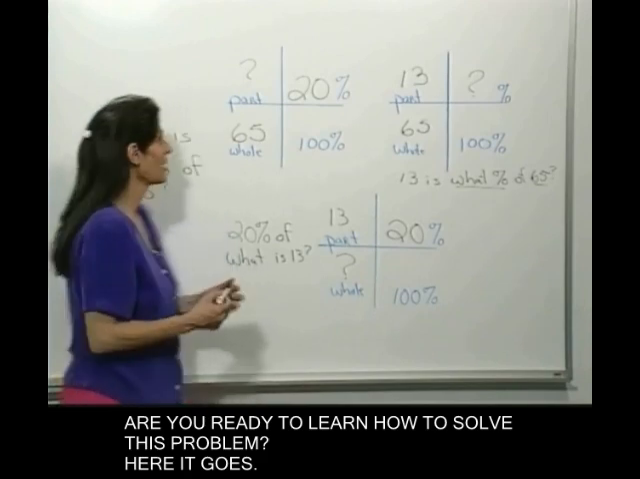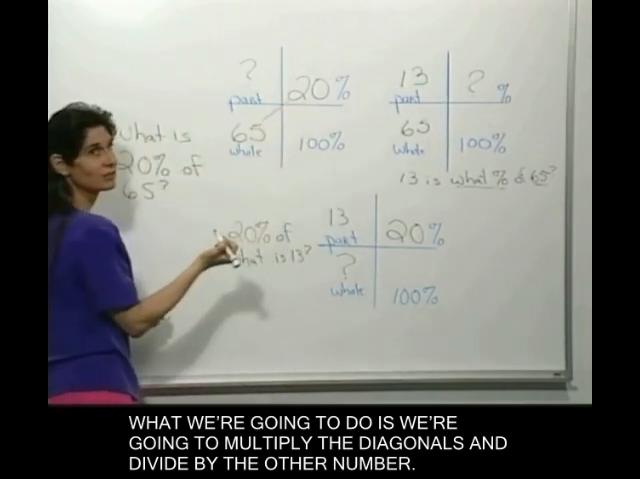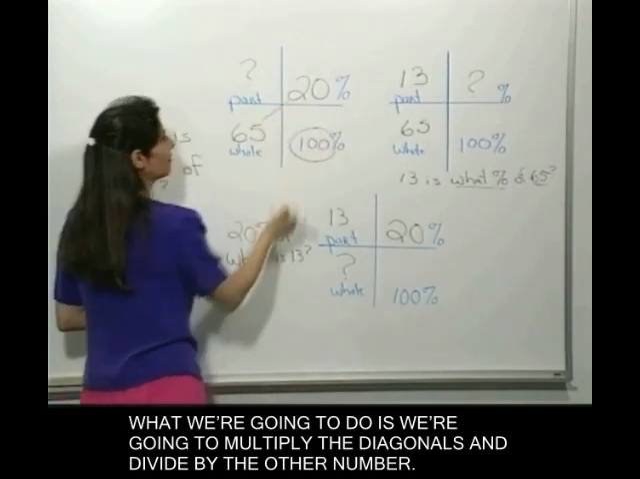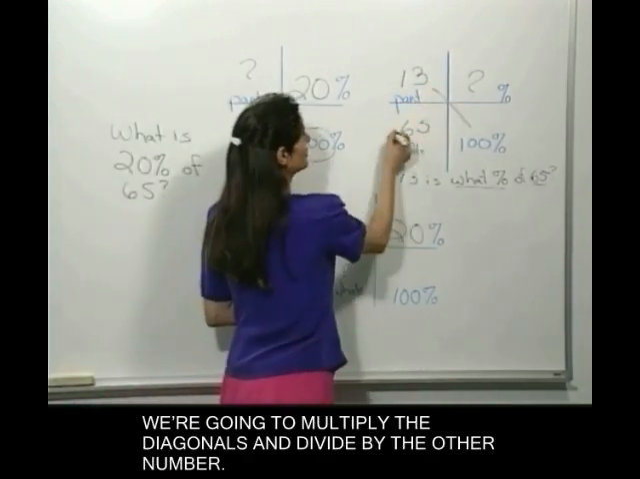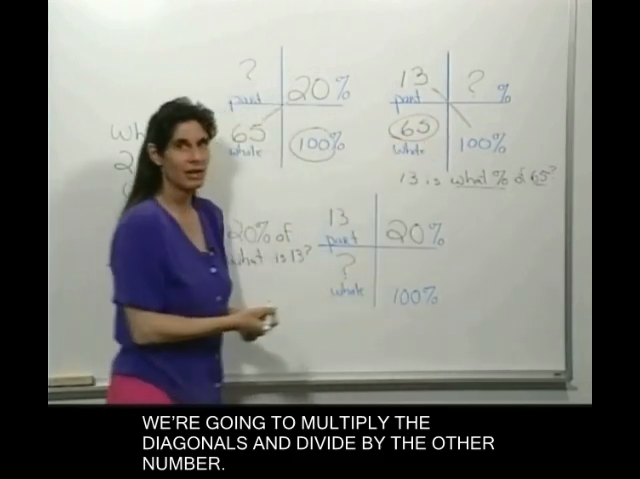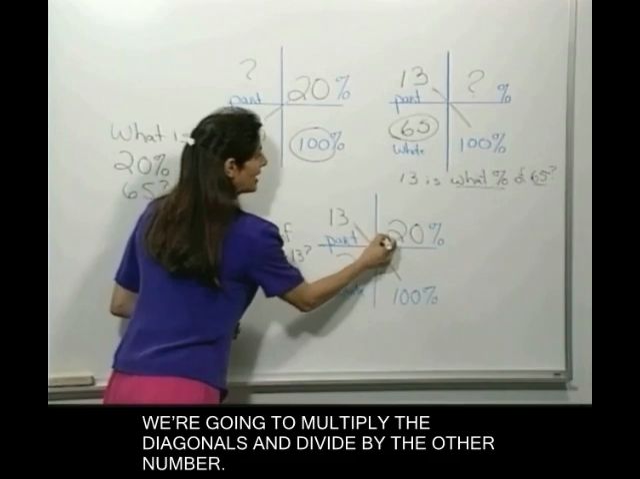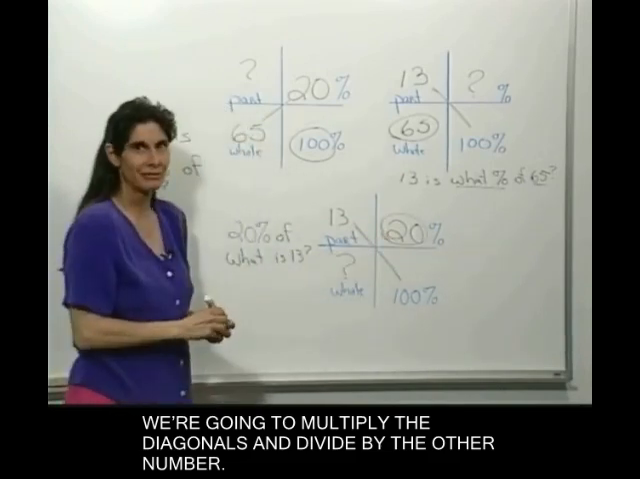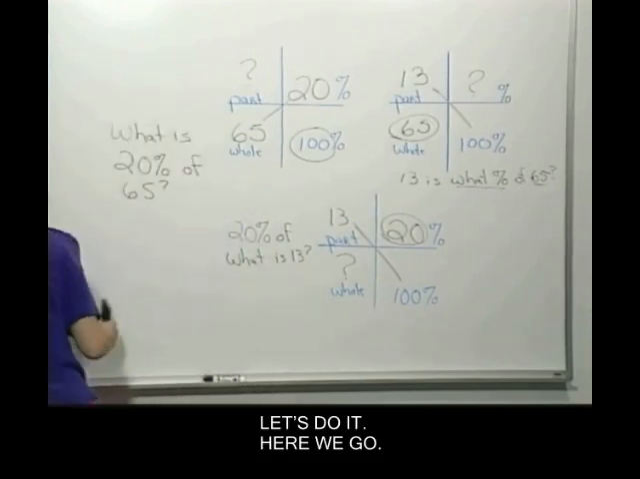Here it goes. What we're going to do is multiply the diagonals and divide by the other number. Let's do it. Here we go.